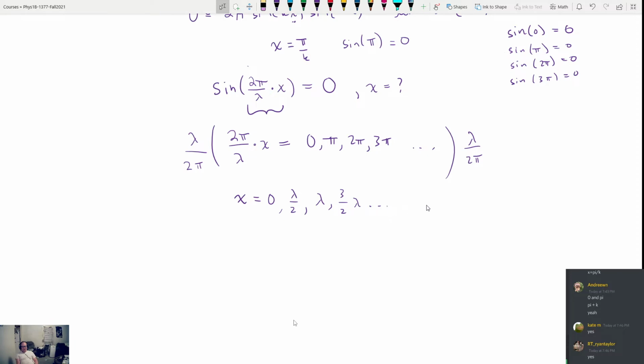Dot, dot, dot. In general, x is equal to n lambda divided by 2, where n is equal to 0, 1, 2, 3, etc. Okay? That is where you're going to have nodes. Does it make sense? Every half wavelength, you're going to see a node, basically. Okay?